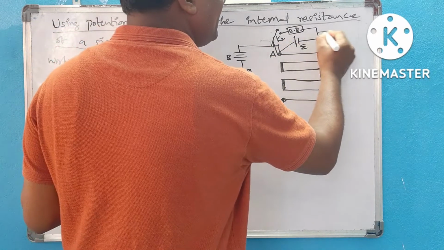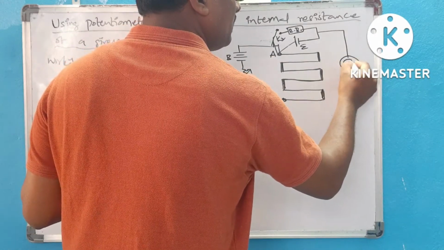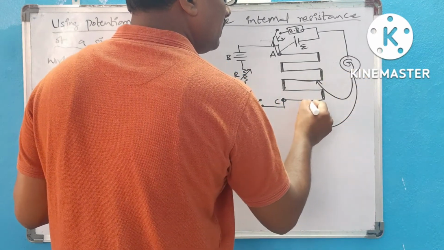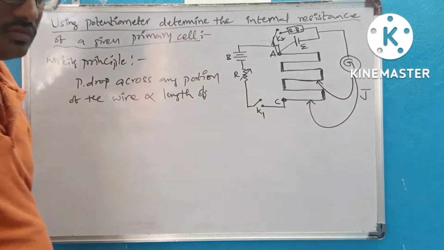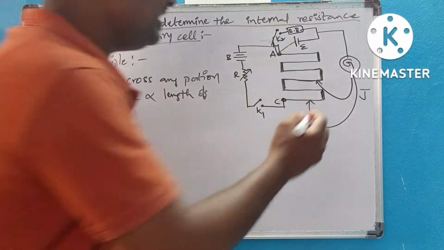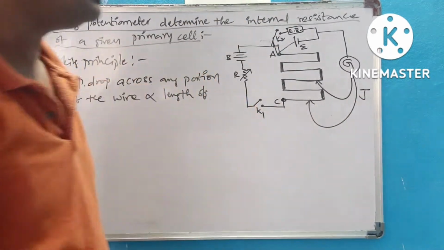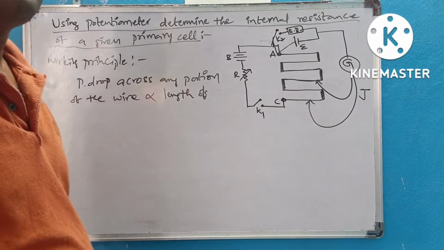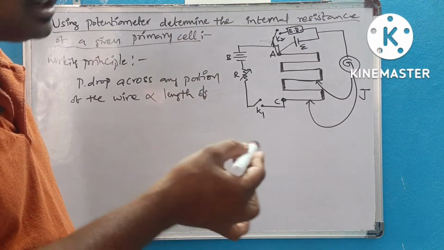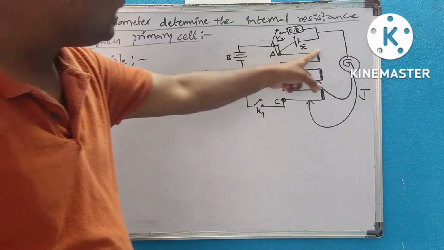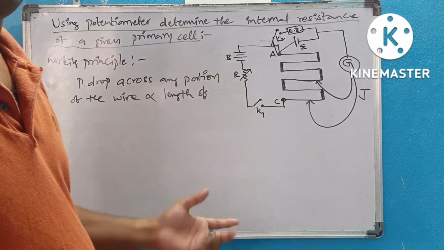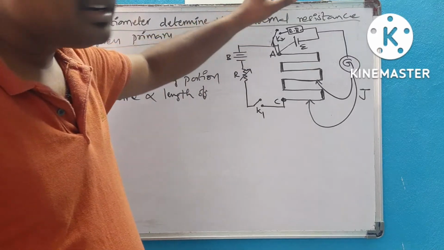The entire circuit is connected through a galvanometer, and the jockey is provided. The jockey looks like a screwdriver. The jockey is used to slide over the wire from A to C. The same process as in the previous class will be repeated here.